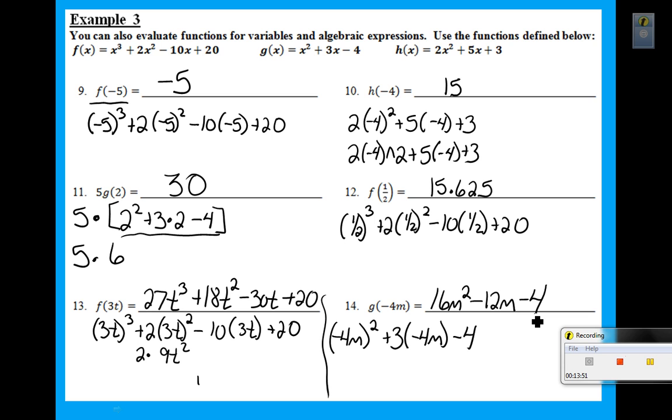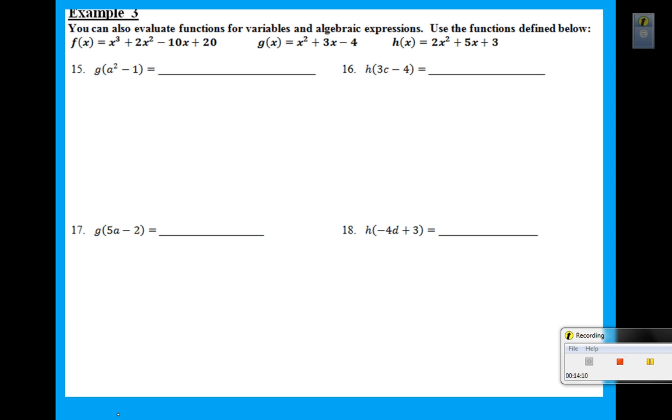So there's kind of the first part. But all you're doing, guys, is you're going hunting down the name of the function and then plugging in whatever's inside the parentheses. We had done something like that earlier in the year. Here's number 15, 16, 17, and 18. They get a little tougher. And then I got a couple of slides that are not on your worksheet, but just for the extra review.